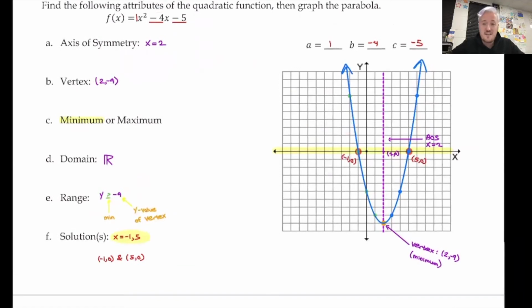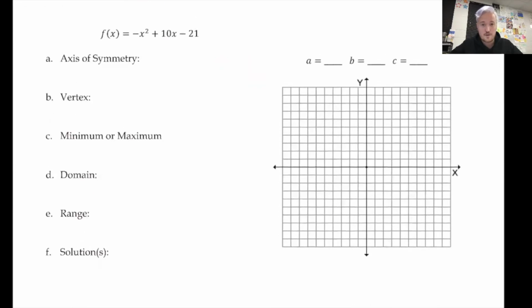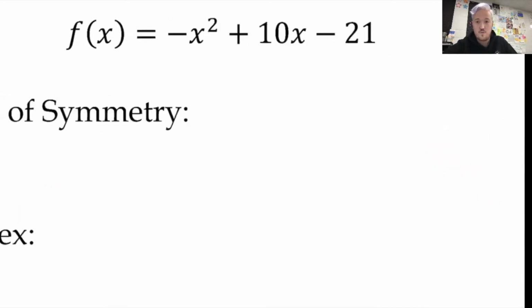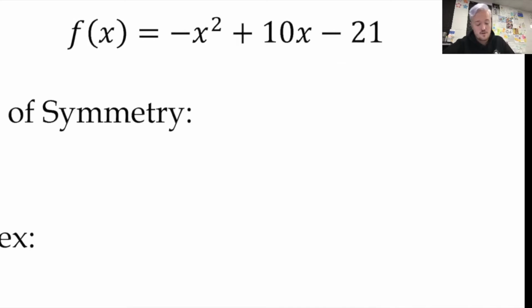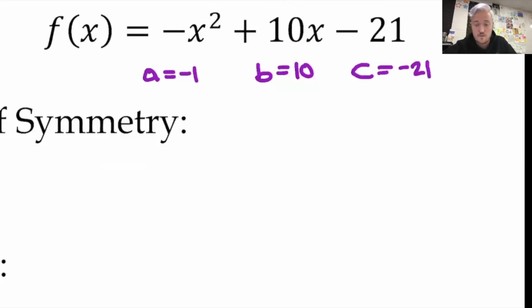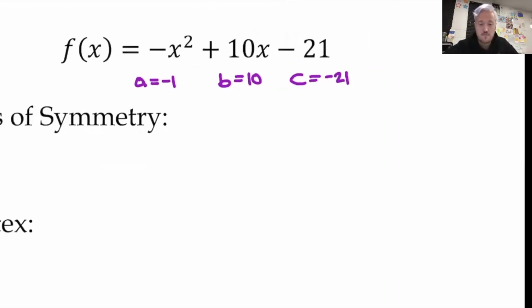Keep in mind, this is if your graph is given. Your graph is not always going to be given, so you may have to start from scratch, bare bones. We're going to start this problem just from square one. This is probably your more important problem, just because we're starting everything from scratch. We want to start by finding our ABC values. You have an A value of -1, a B value of 10, and a C value of -21. You can write those over there if you want.